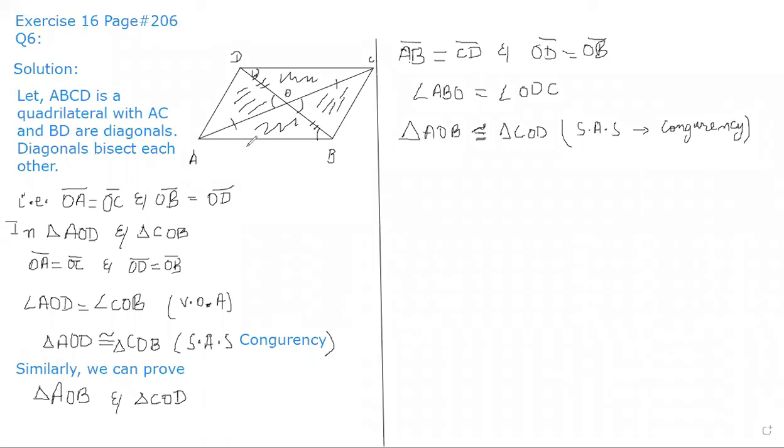Look at the last property: a diagonal divides a parallelogram into two congruent triangles. So we have proved the properties here. The first one, opposite angles of a parallelogram are equal, has been satisfied. The second property, a pair of adjacent angles of a parallelogram are supplementary, meaning their sum will be equal to 180 degrees, will also be proved.